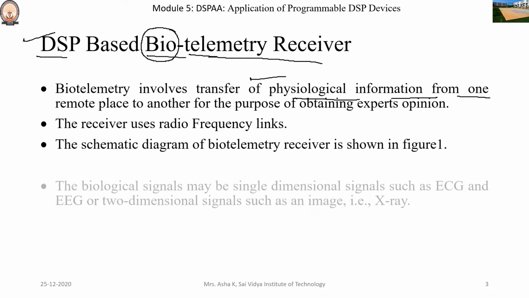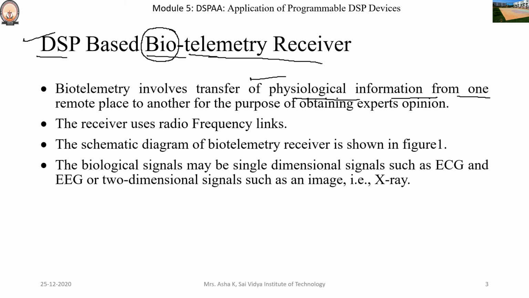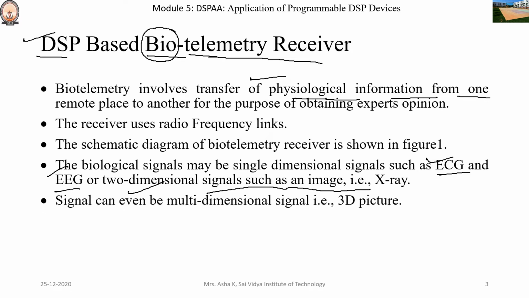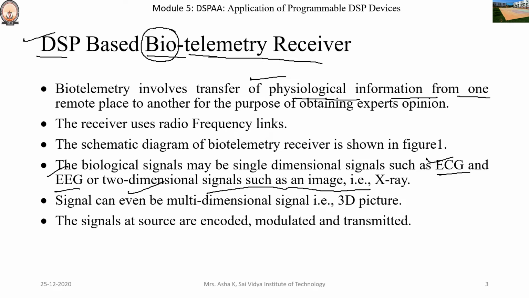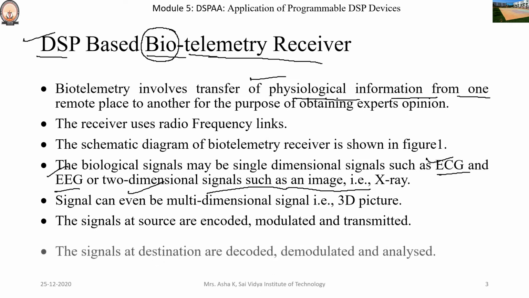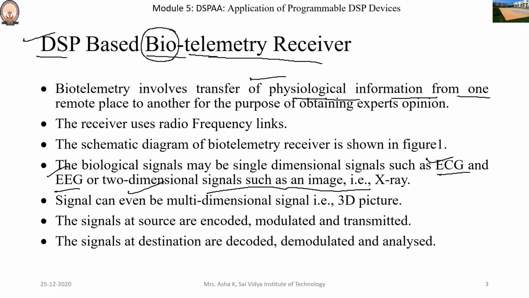The schematic diagram is shown in figure 1. Here the biological signals may be single dimensional signals, such as electrocardiogram or electroencephalogram information, or two-dimensional signals such as image or X-ray information. We can also use 3D pictures for processing here. These are also called multi-dimensional signals. The signals at source are encoded, modulated, and transmitted. The signals at the destination are decoded, demodulated, and analyzed.